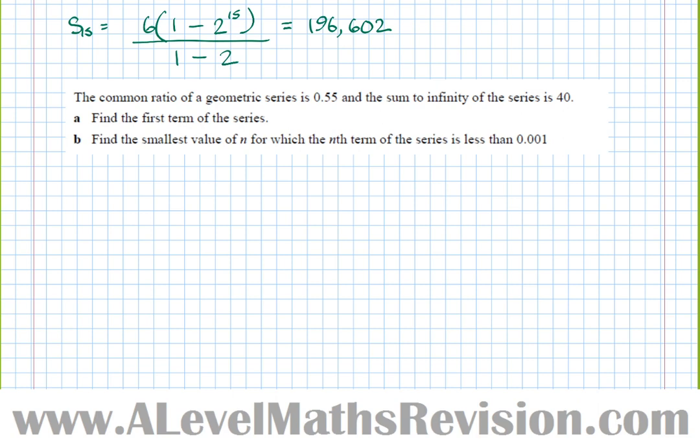So the common ratio r is 0.55 and the sum to infinity, a over 1 minus r, is equal to 40. It said find the first term of the series, so part A, find the first term. Well, from this information here, a over 1 minus r equals 40, which means that a equals 40 times 0.45.